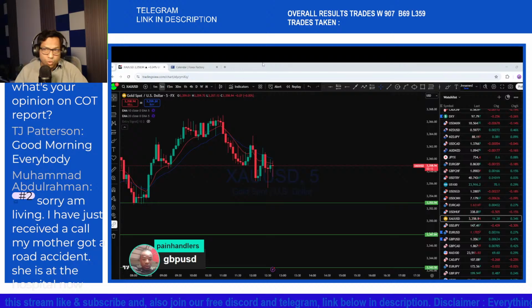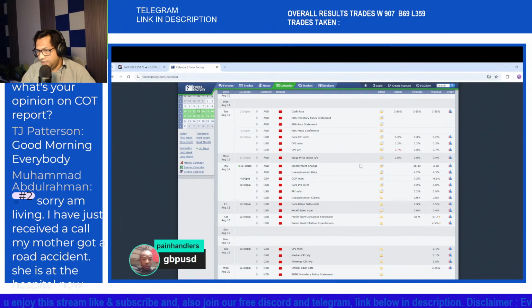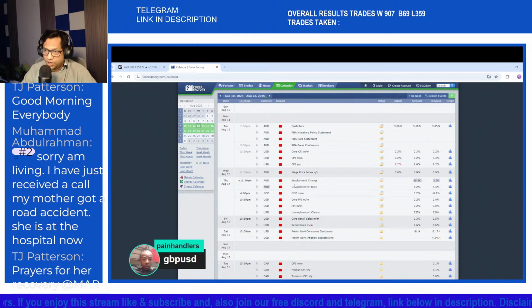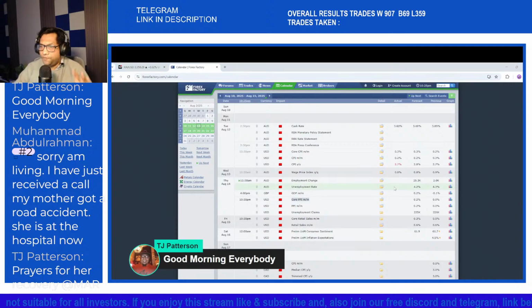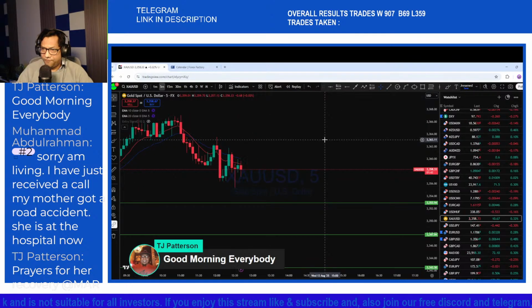Now we are talking about the event data coming up: employment change and unemployment rate on AUD, and then core PPI on the dollar. So with that data, how does it impact or affect the market that we can use or understand?